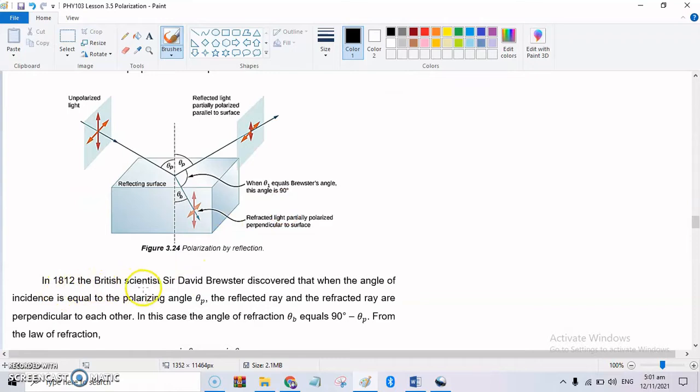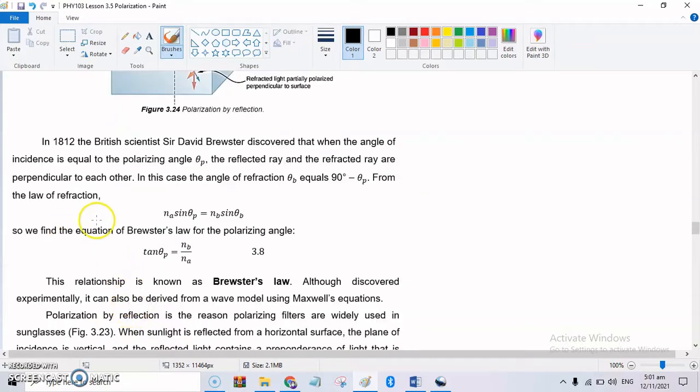In 1812, the British scientist Sir David Brewster discovered that when the angle of incidence is equal to the polarizing angle theta p, the reflected ray and the refracted ray are perpendicular to each other, and in this case, the angle of refraction theta b equals 90 degrees minus theta p. From the law of refraction, na sine theta p equals nb sine theta b. So we find the equation of Brewster's law for the polarizing angle.